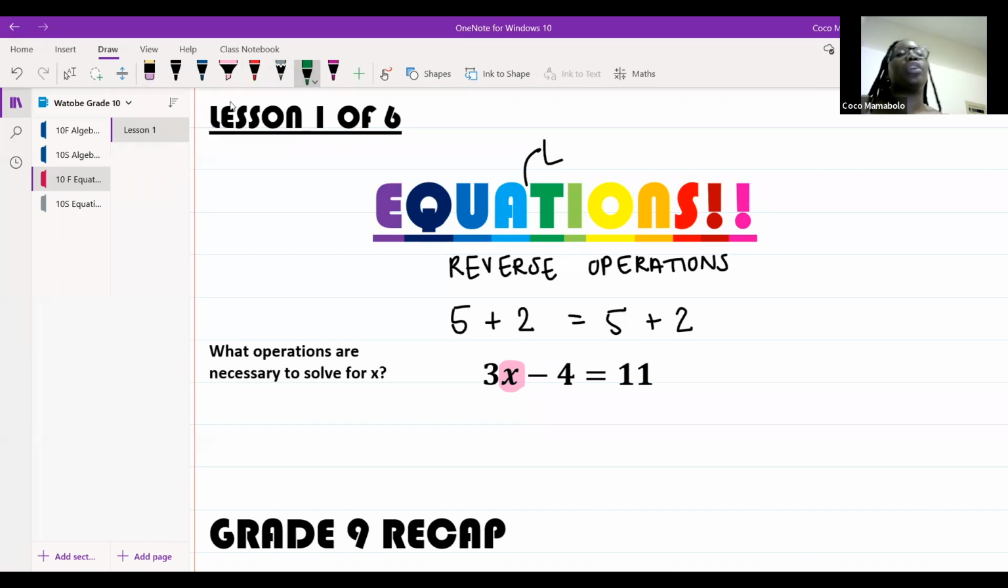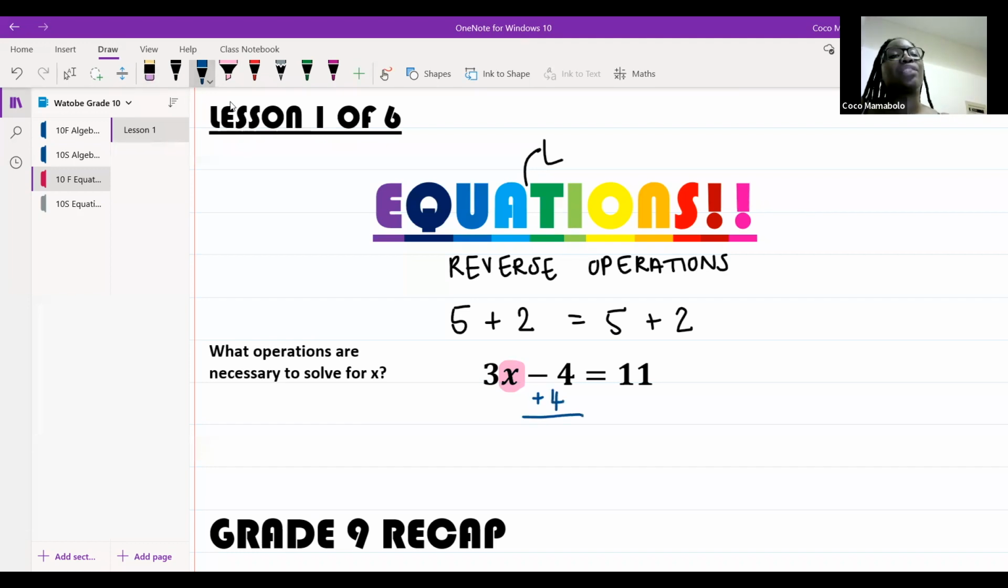Now, the first thing I'm going to do in order to isolate x is get rid of this -4. So if I want that -4 to become a positive, or if I want it to go away, if I want to make it a 0, I'm going to add 4 on this side.